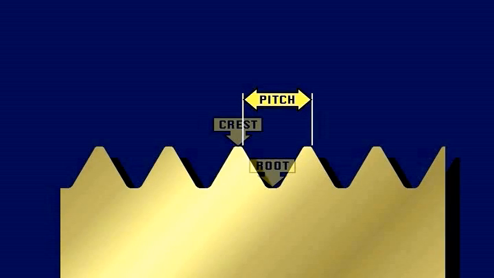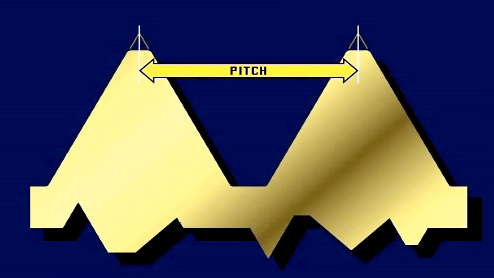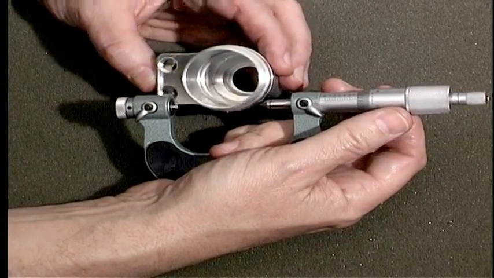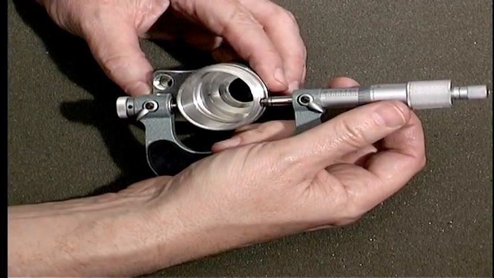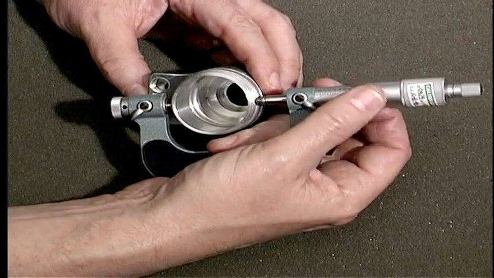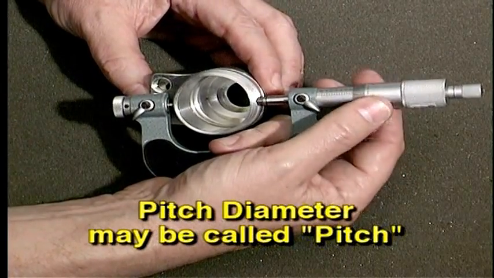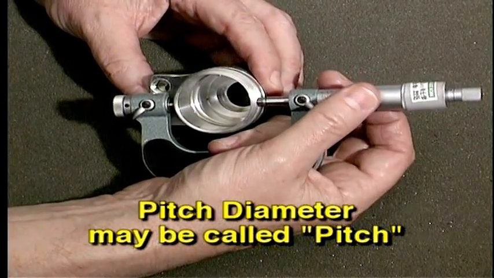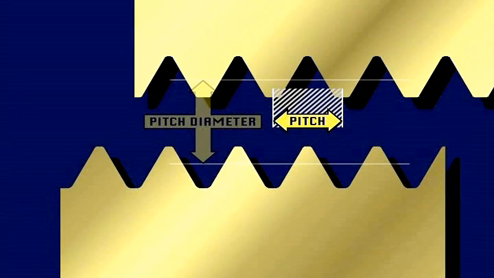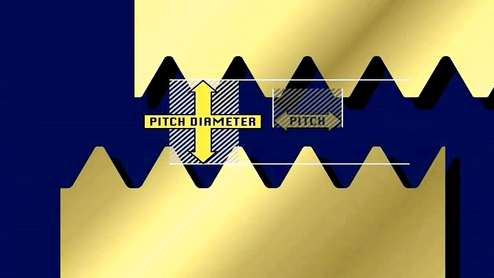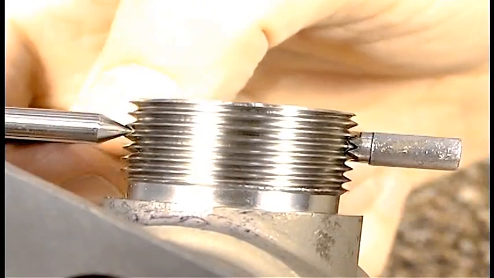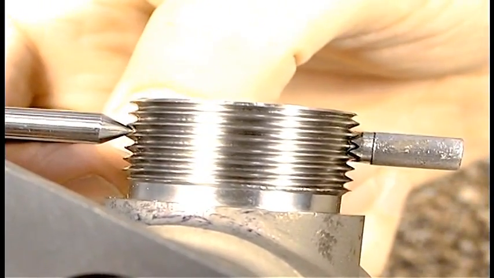Thread pitch is the distance between any point on a thread and the same point on the next thread. Pitch is normally measured between the crests of the threads. However, the terms pitch and pitch diameter can be confusing, since in the shop people tend to shorten the term pitch diameter and call it pitch. While pitch is measured from thread to thread, pitch diameter is measured in the other direction. You'll learn more about pitch diameter in a moment.